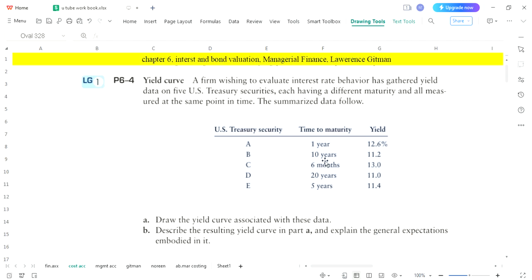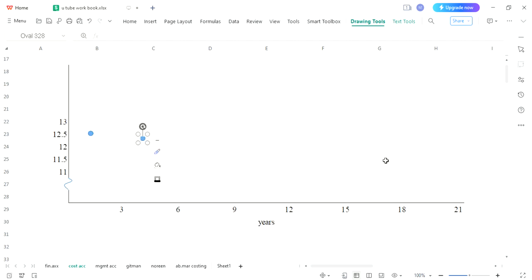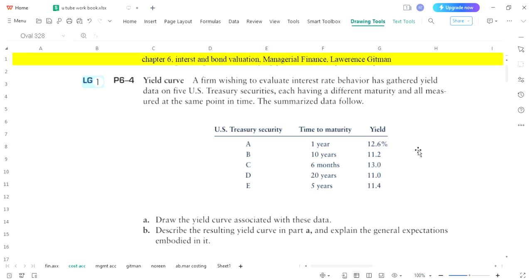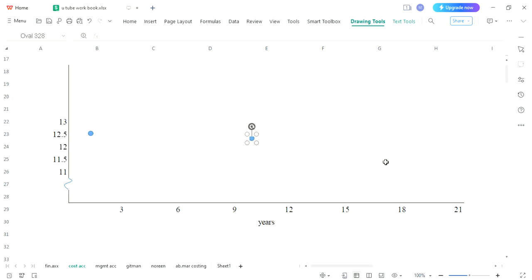10 years, 11.2. Go to 10 years. In between these 2 points there are 3 points, so we have 10 over here. In front of 10 we are willing to go at 11.2. Look, here we have 11, and in between 11.5 and 11 we will have 11.2. So we have got our second point.